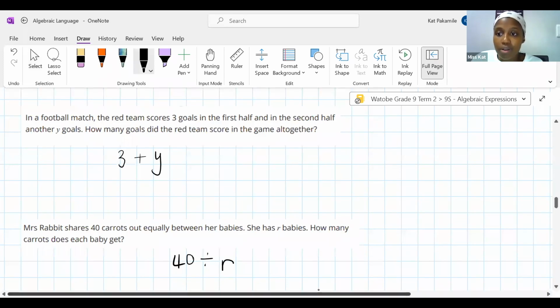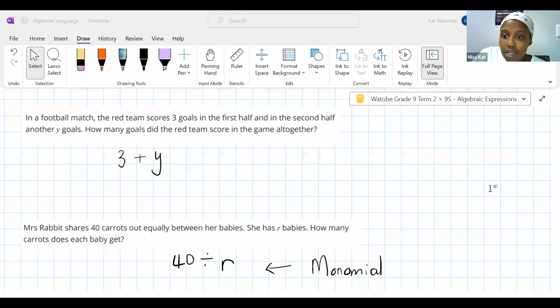Tell me, how many terms does this have? What type of expression is this? It is a monomial because we only have one term. Thank you very much. Beautiful. Okay. Let's do some more of these.